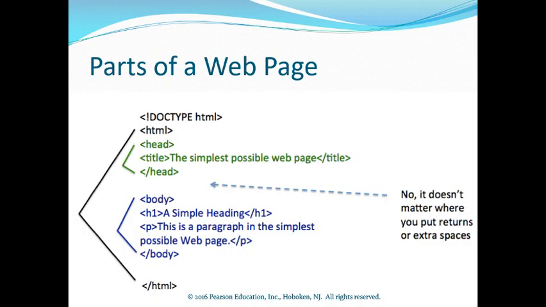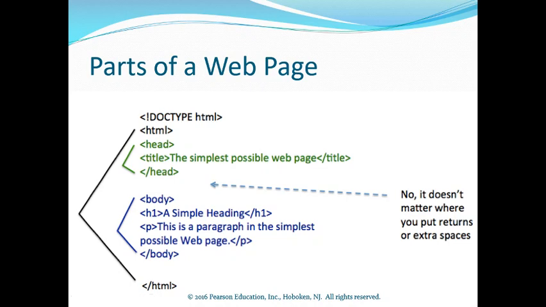So, part of a web page. In this example, you can see that we define the document type HTML. We create a header. So you'll see the head tag, there's the opening head tag. Inside the head, we have a title, the simplest possible web page. So you see the start and the end tag for title, and then you'll actually see the end of the head tag as well. So after the head, then we have the body.